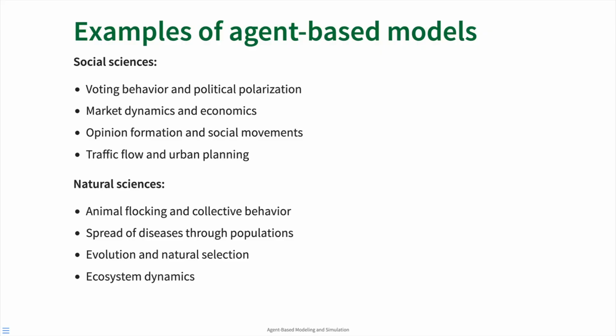They're also used in the natural sciences, like ecology, where we're studying the behavior of animals, kind of like how in the social sciences we might be studying the behavior of humans. So we can look at how ecosystems evolve. We can also look at how diseases might spread through populations, and things like evolution and movement as well.